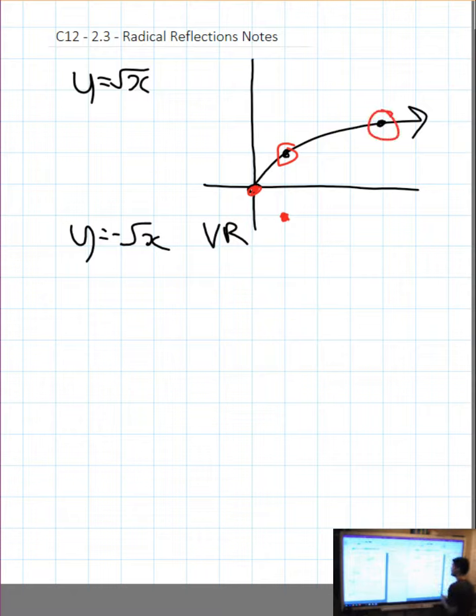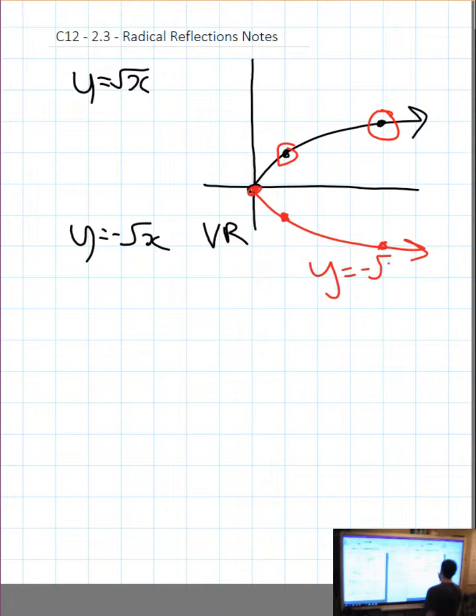Now the y value is 2, and if I multiply the y value of 2 by negative 1, I get negative 2. And I get a vertical reflection. The graph y equals negative root x.